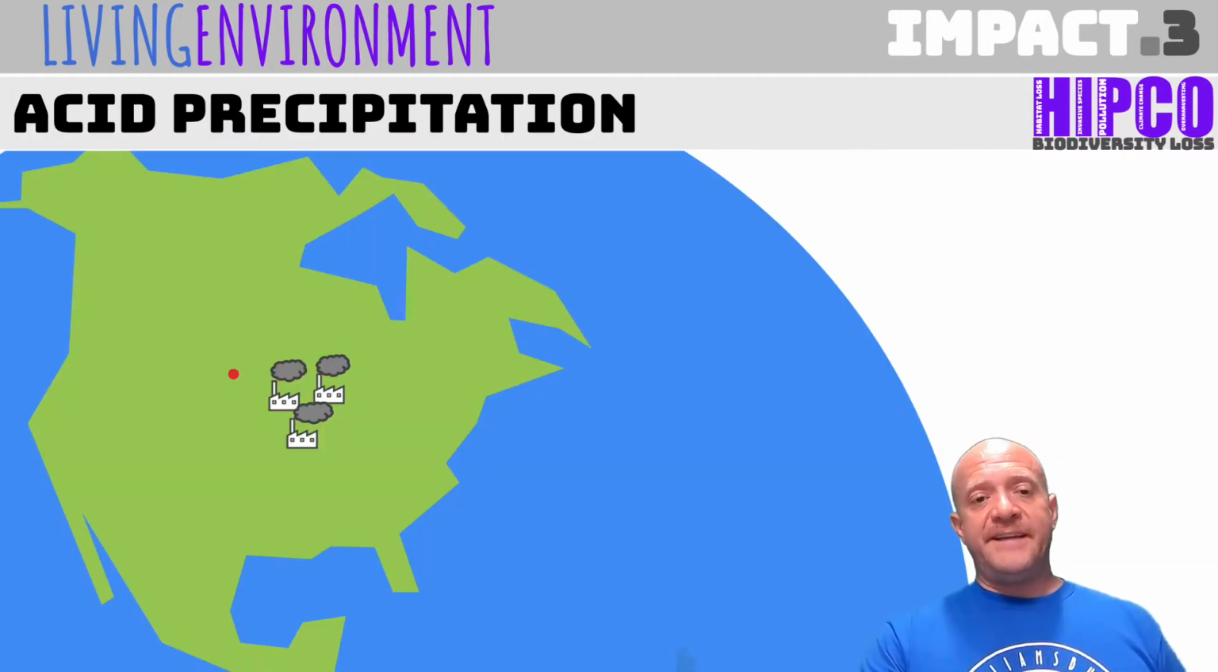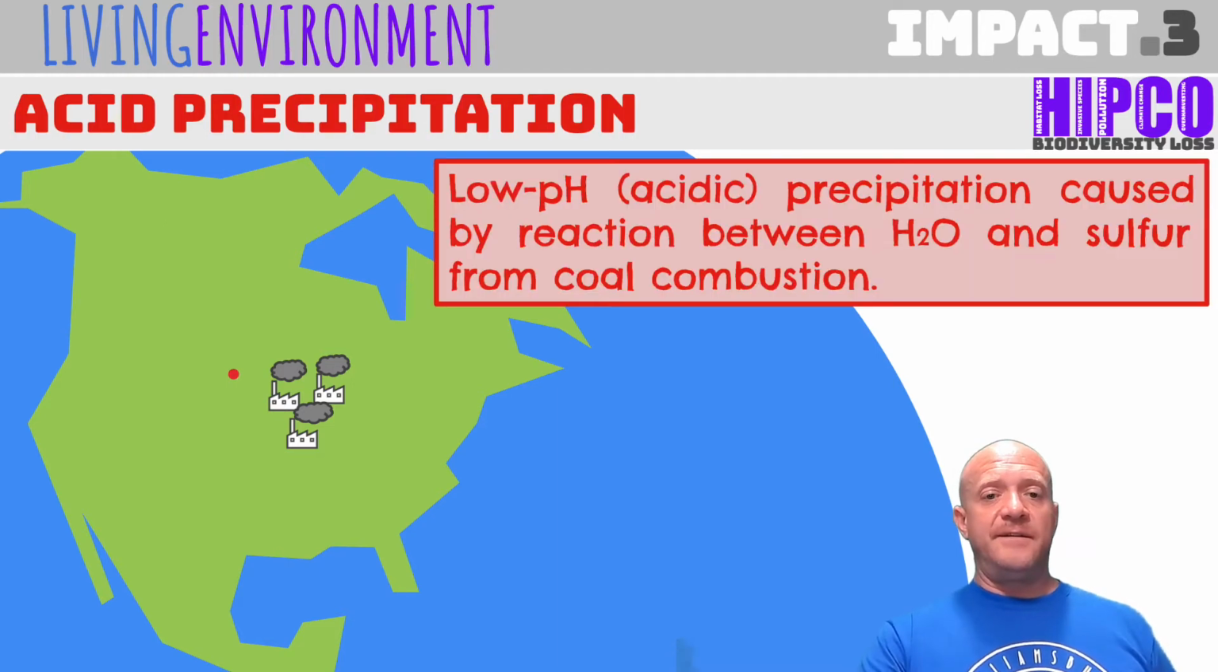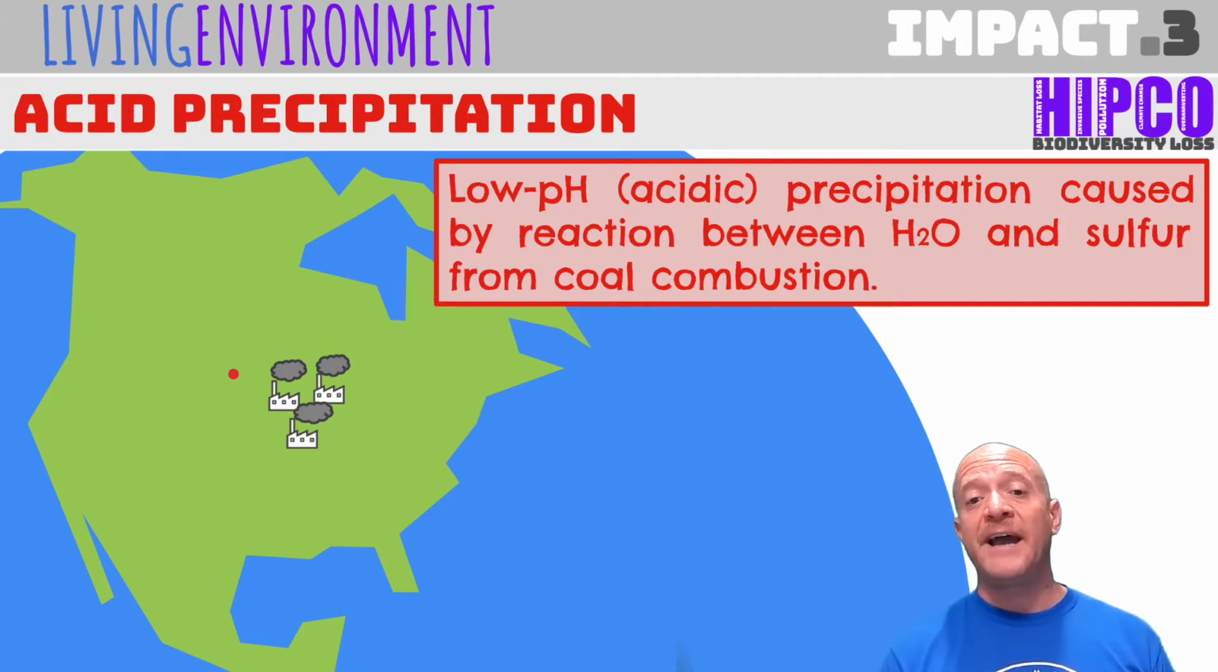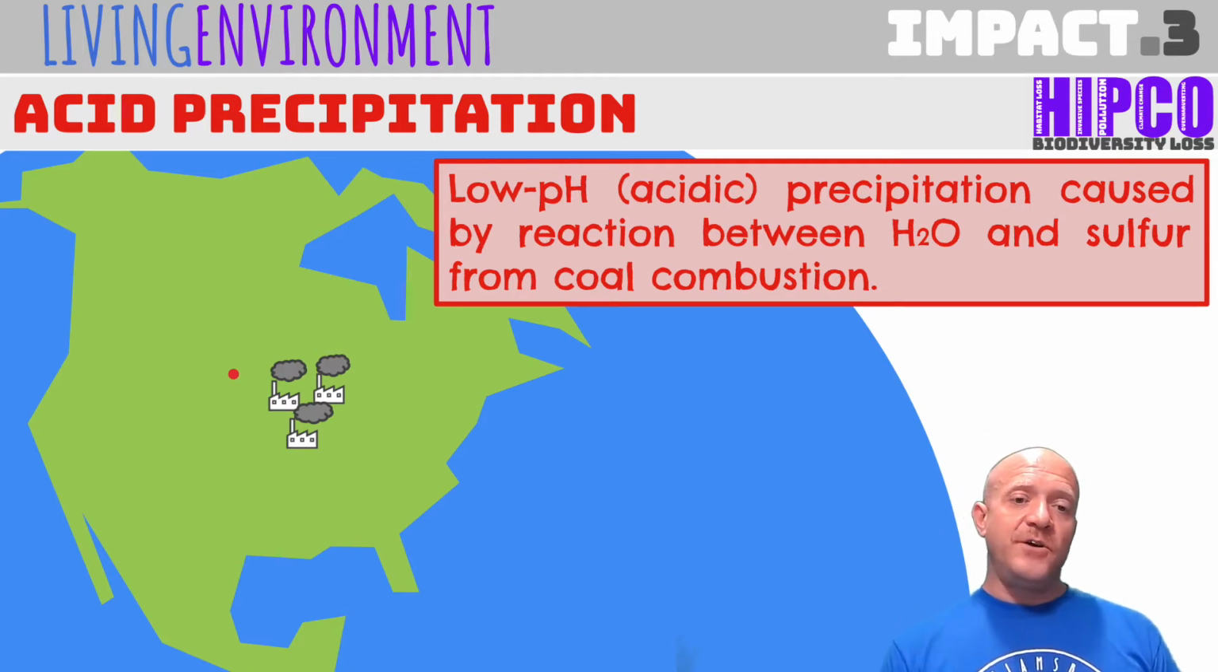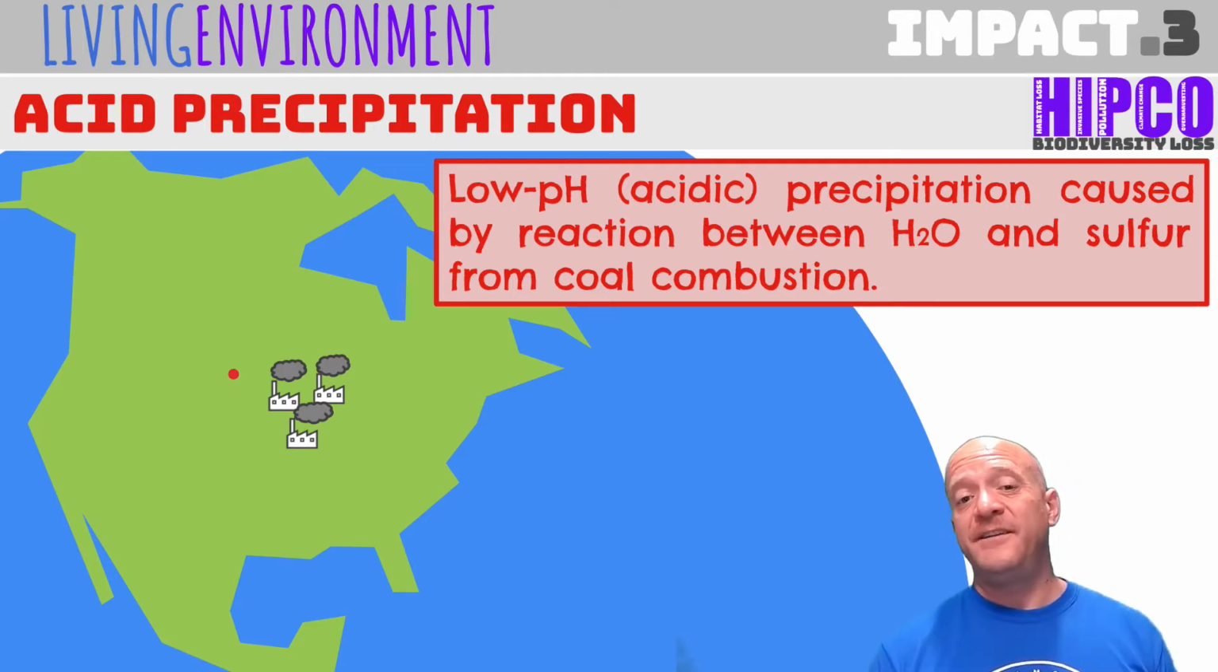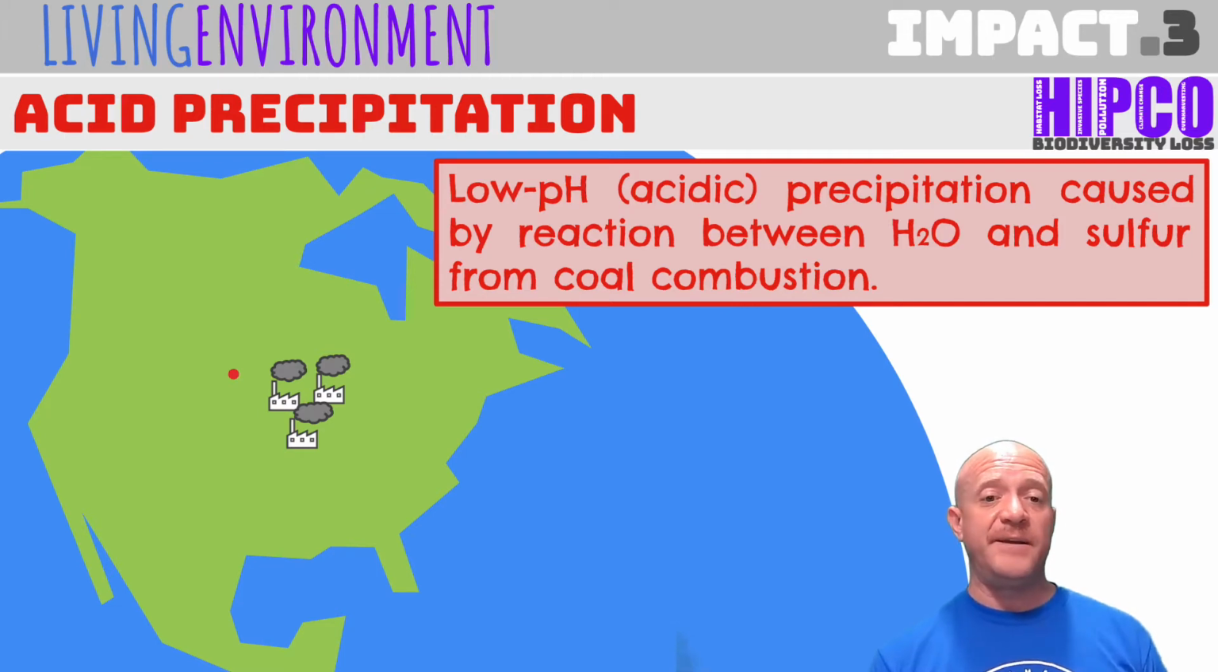So acid precipitation is just like it sounds. Low pH just means acidic. It's the low pH precipitation that's caused by reaction between water and sulfur from coal combustion. So we see acid precipitation in New York State, we see it in Pennsylvania, we see it in New England.